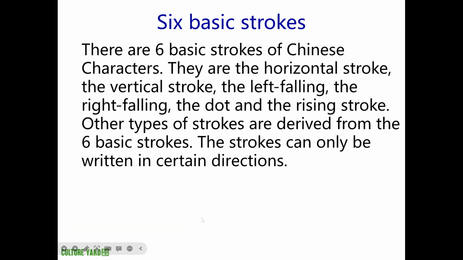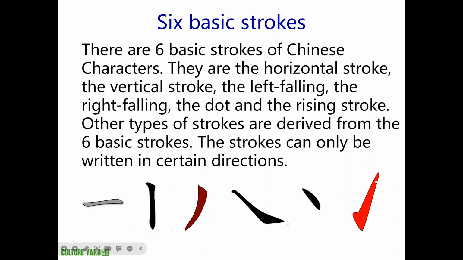We have 6 basic strokes. I can show you. The first one is horizontal, like this. Horizontal. And then vertical stroke, vertical. The left falling, the right falling, the dot, and the rising stroke. So these 6 strokes are basic strokes. There are some other types of strokes. They are derived from the 6 basic strokes. The strokes can only be written in certain directions. And then I show you the certain directions when we write.